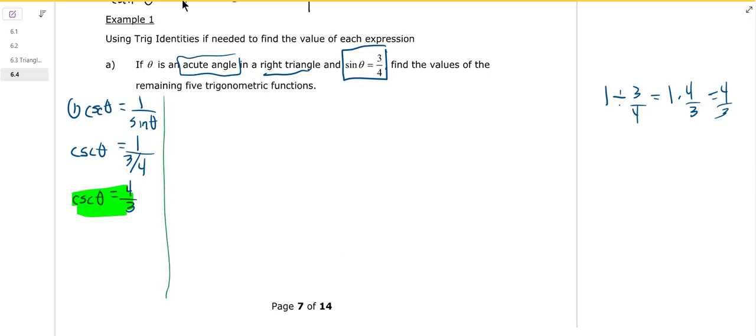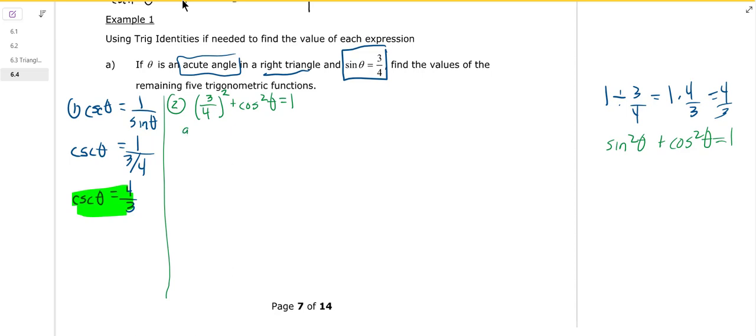We need to figure out what the other things are, the tangent, the cosine, and all those other ones. And like I said, there's more than one way to do this. What I'm going to do on this one is use the identity sine squared theta plus cosine squared theta equals 1, and that will allow us to get the cosine. So this will be the second thing I'll do. I'm going to plug in the 3/4, so I'll have 3/4 squared plus cosine squared theta equals 1. This will give me an equation that I can solve for cosine theta.